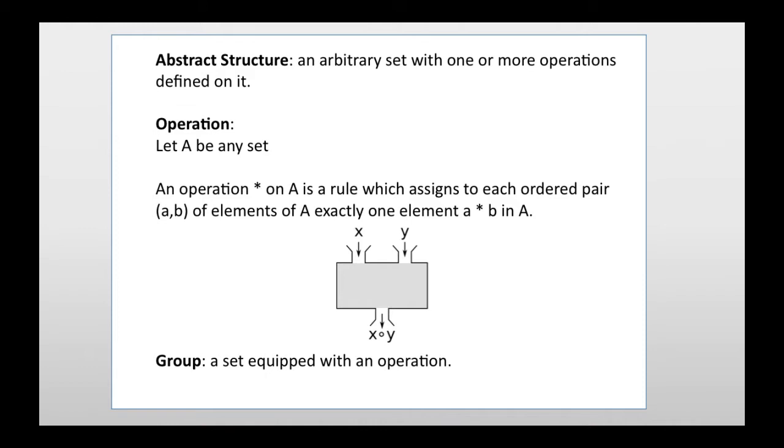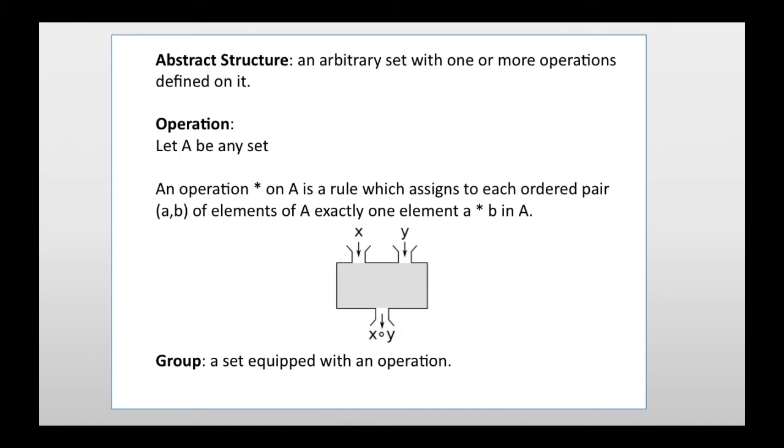What other features does this set need to have in order to have structure? For a set that is an algebraic structure, it has one or more operations defined on it. So we have to think about what an operation is. Informally, an operation on a set is a way of combining any two elements of the set to produce another element in the same set.